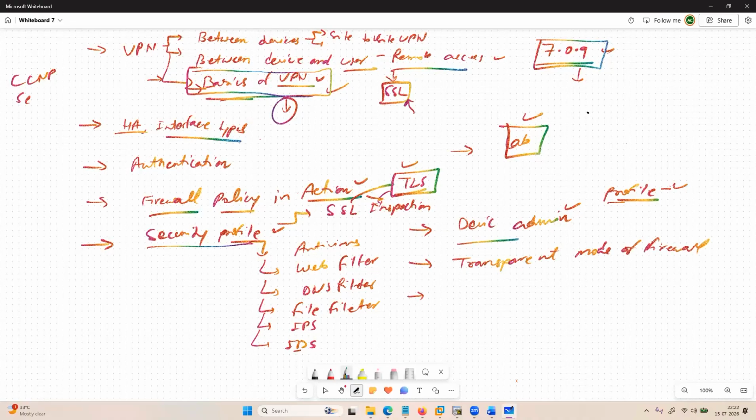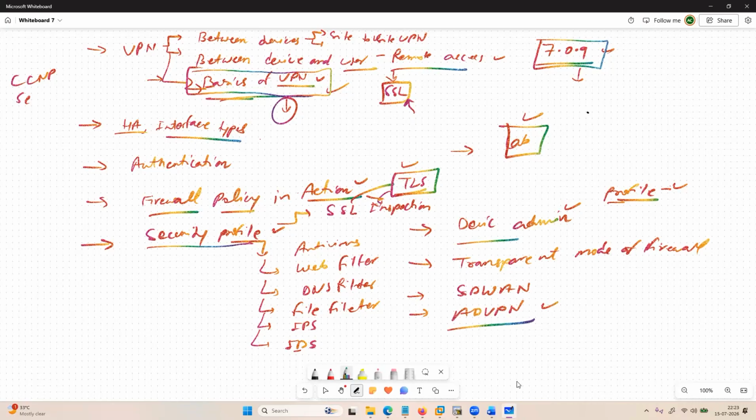Not done so far, guys. All the things we have talked about so far concern your local area network. What about the wide area network? For that, we are going to see SD-WAN, and on top of it, Fortinet's proprietary protocol, that is ADVPN.